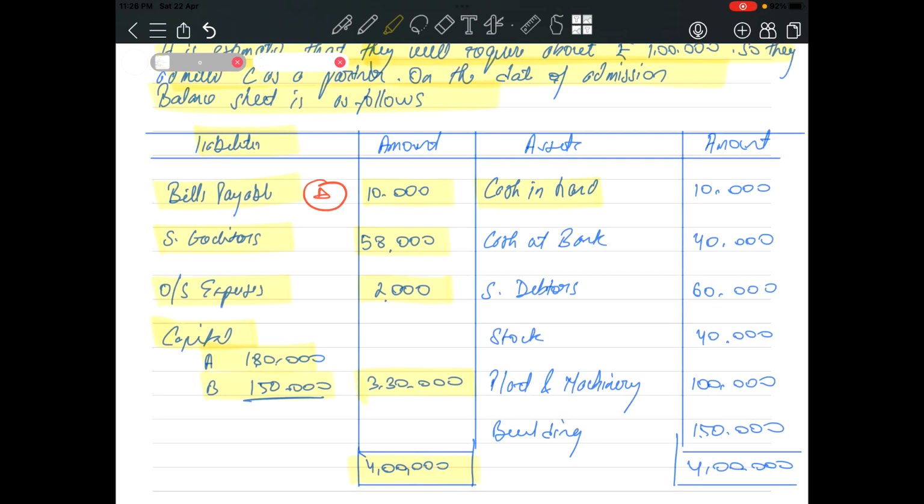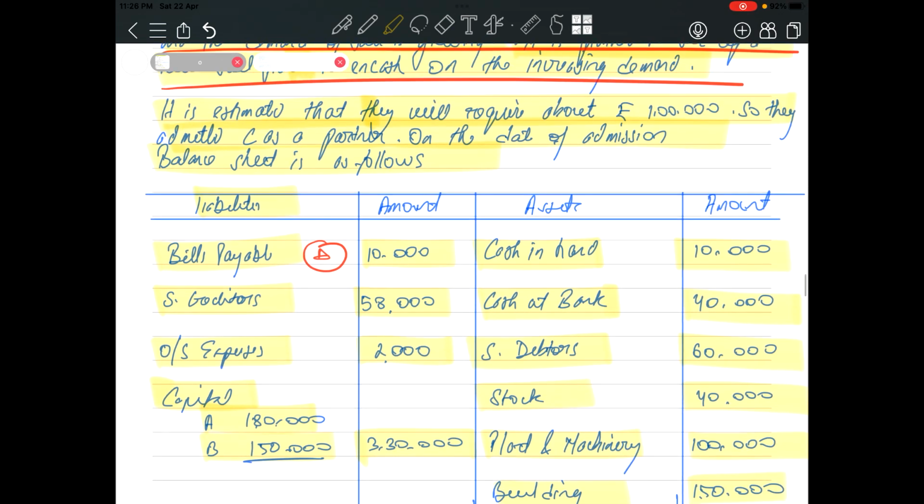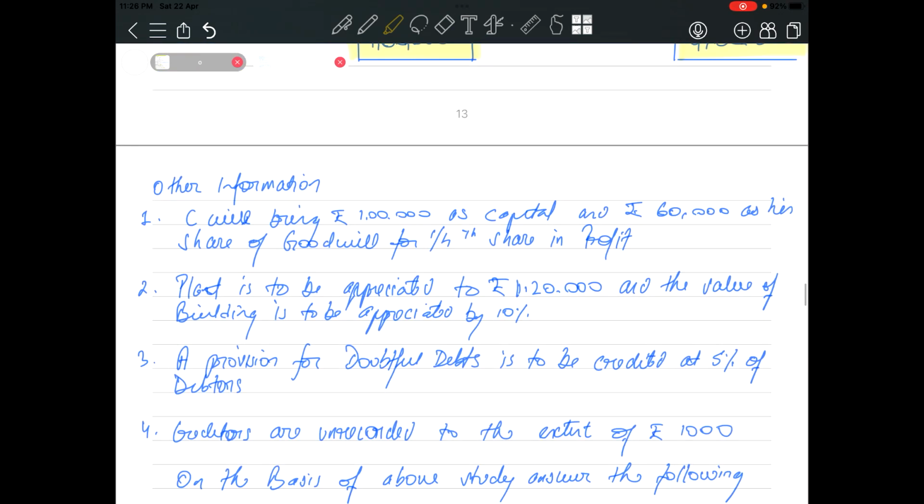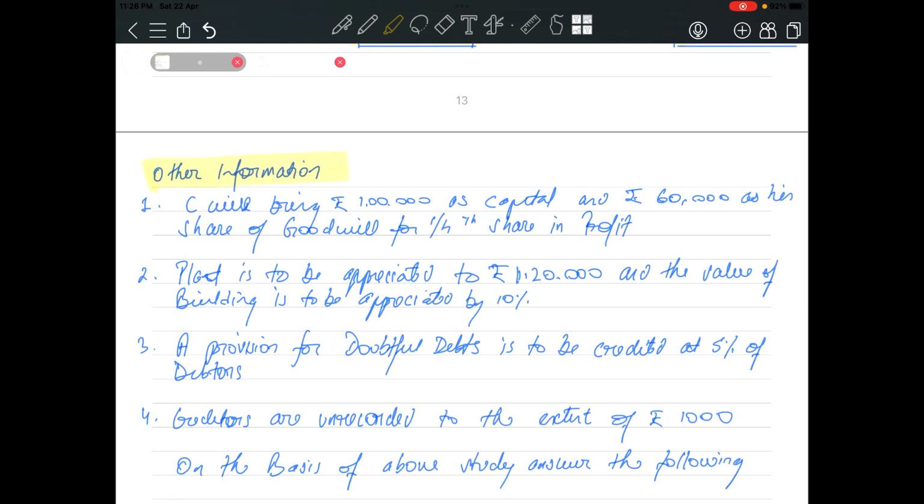Now in the asset side, cash in hand is given 10 lakh, cash at bank 40,000, sundry debtors 60,000, stock 40,000, plant and machinery 1 lakh, building 1 lakh 50,000, total 4 lakh. So this is the balance sheet which we are given. Now come to other information. C will bring 1 lakh. See, the requirement was 1 lakh, so C will bring 1 lakh.